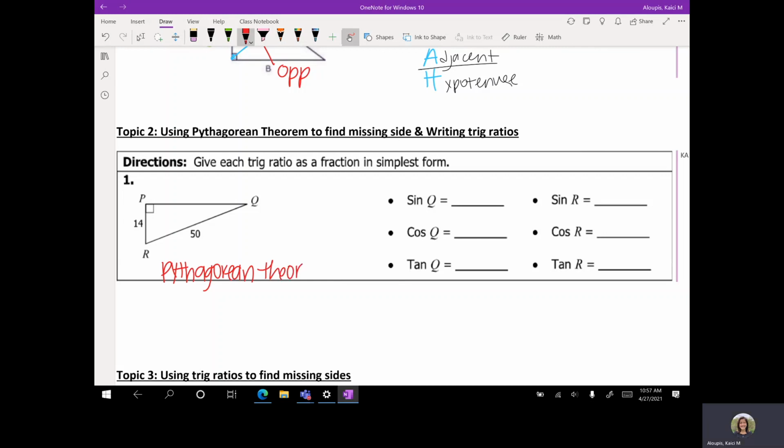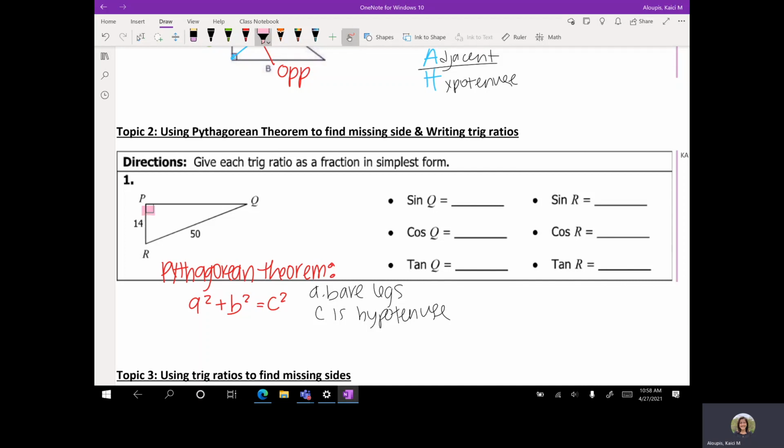And that says a squared plus b squared equals c squared, where a and b are legs and c is the hypotenuse. Okay, so in our triangle PQR, I see we have a right triangle.